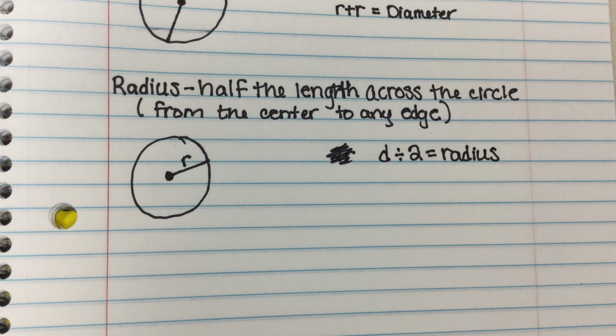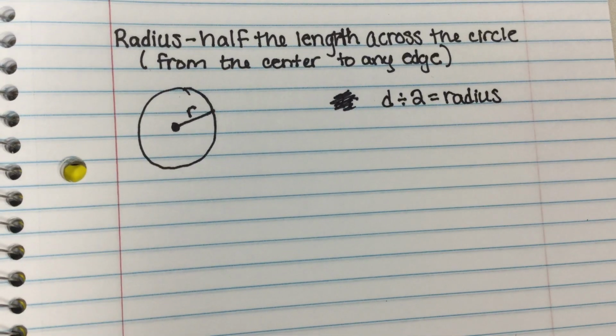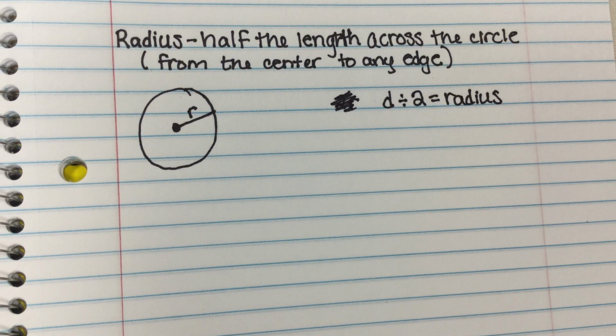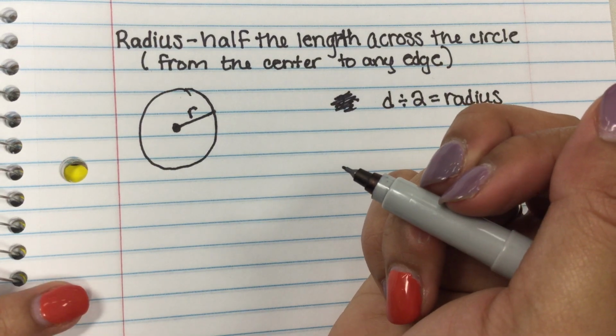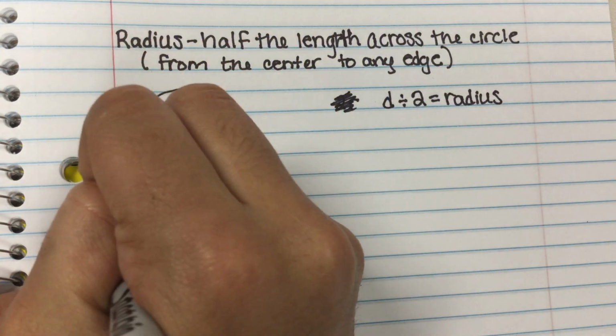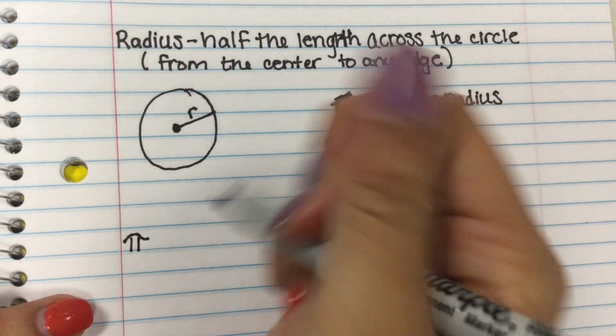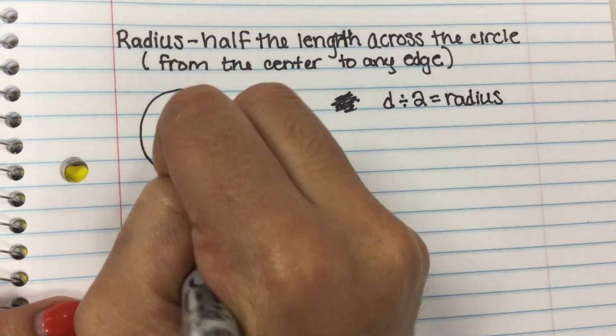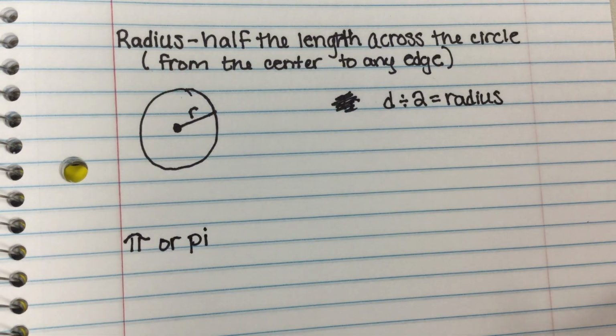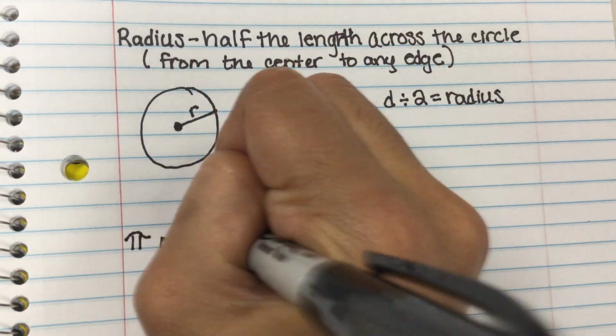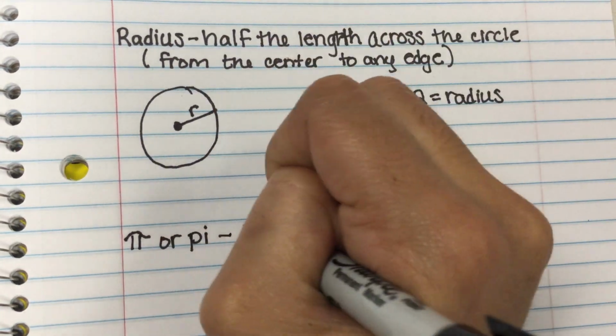Next thing, which isn't really part of our circle, but is important to finding our circumference or our area, is pi. This is the pi symbol. If you wanted to write it, it's spelled P-I instead of P-I-E. It's not the pie you eat, but the mathematical pi. It's a Greek letter.